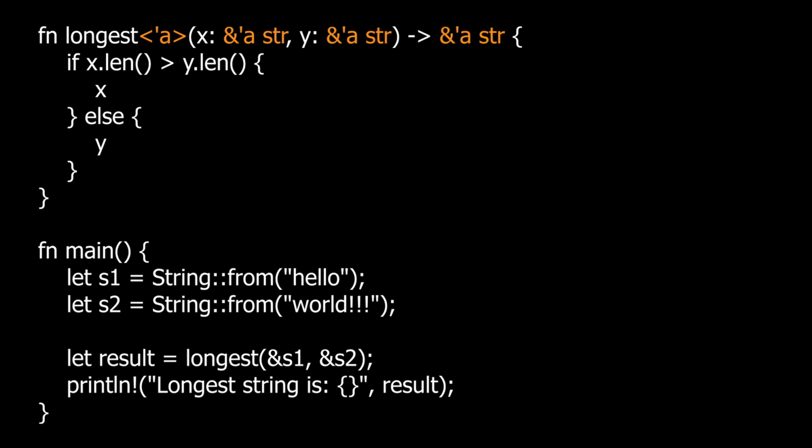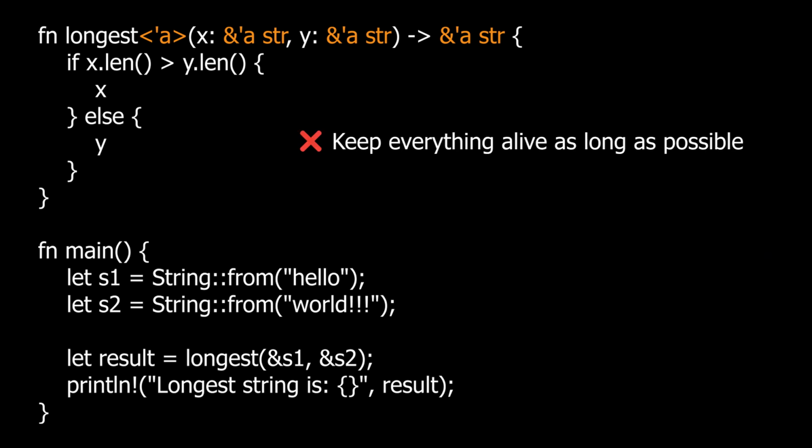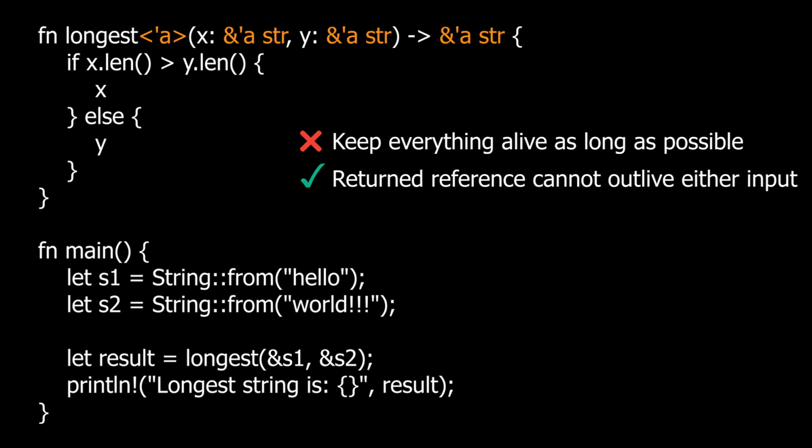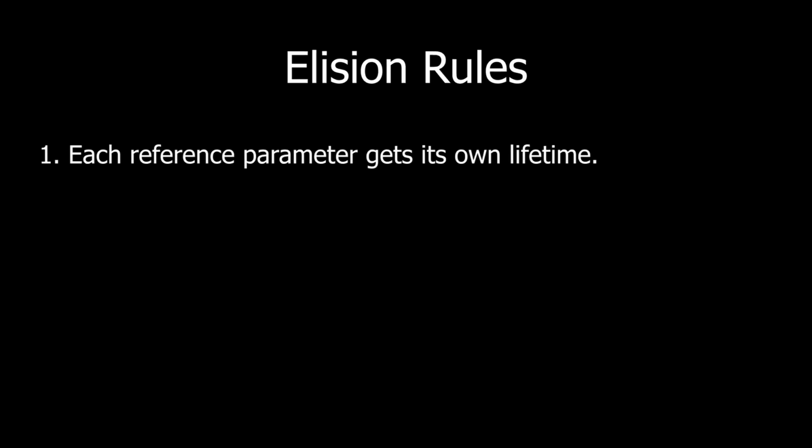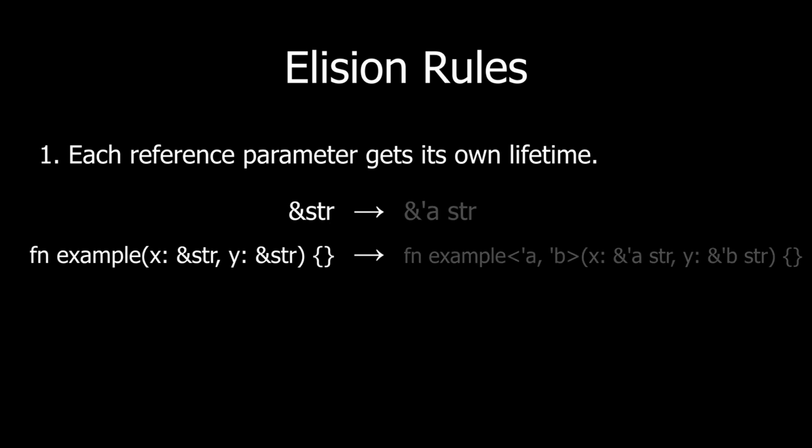So understand this thing. Rust is not saying to keep everything alive as long as possible. It is just saying the returned reference cannot outlive either input. So this 'a ties the lifetimes of the inputs and output together, ensuring the returned reference does not outlive either x or y. The Rust compiler actually applies three elision rules. Rule number 1, each reference parameter gets its own lifetime. So whenever there is a reference parameter, it gets its own lifetime, and that is always inferred.